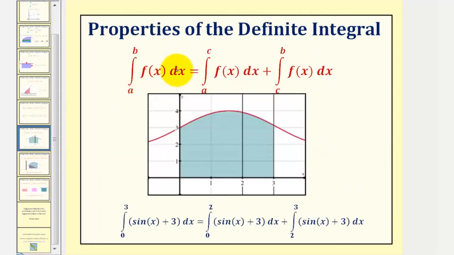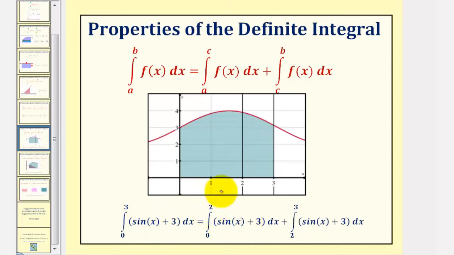Next we have the integral of f of x from a to b equals the integral of f of x from a to c plus the integral of f of x from c to b. To help visualize this, if we integrate sine x plus 3 from 0 to 3, again the function is non-negative over this closed interval, and therefore the shaded region would be the value of the definite integral. And we can write this as 2 separate integrals.